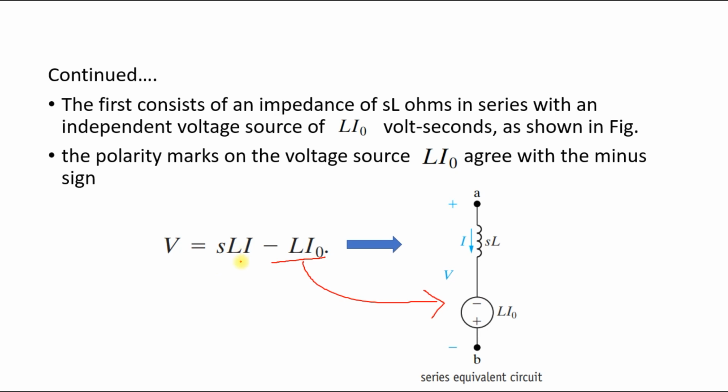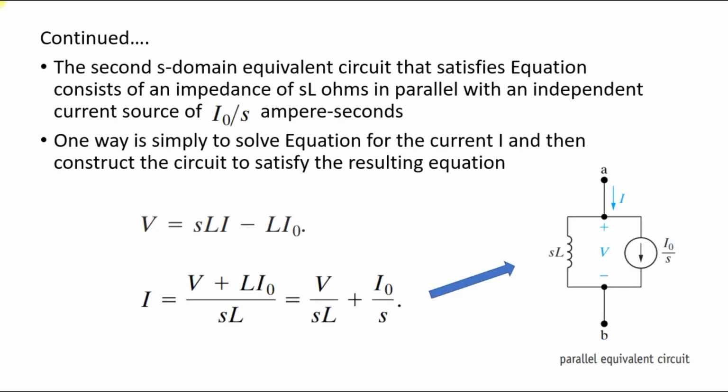So the inductor is replaced by S into L, the current through the inductor is I, and the voltage across this element is V. Therefore the inductor is replaced by a series equivalent circuit which consists of a voltage source L into I naught, and a voltage drop SL into I. The same inductor can also be replaced by a parallel equivalent circuit. So see this.